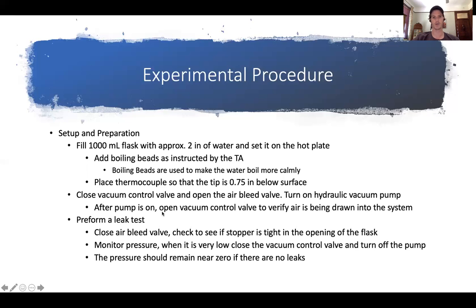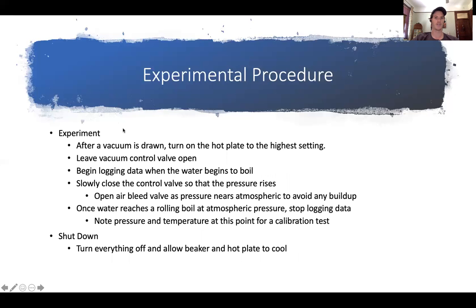After the pump is on, we want to open our vacuum control valve to verify that air is being drawn into the system. Then we want to perform a leak test. We close the air bleed valve and check to see if the stopper is tight in the opening of the flask. It should be sucked down into it. Monitor the pressure. When it is very low, close the vacuum control valve and turn off the pump. The pressure should remain near 0 if there are no leaks. Then after our leak test, we perform our experiment.